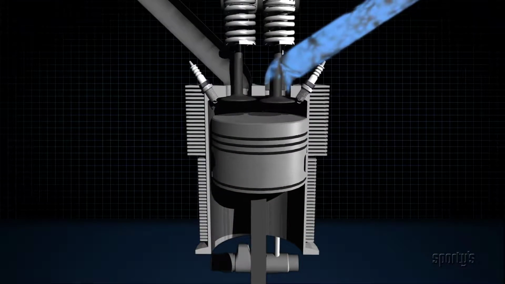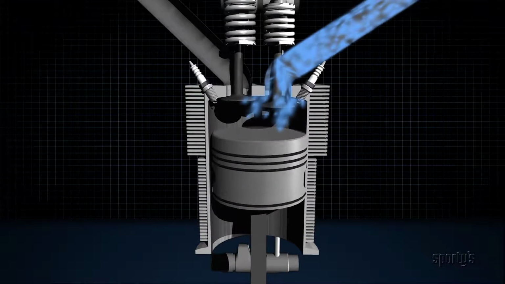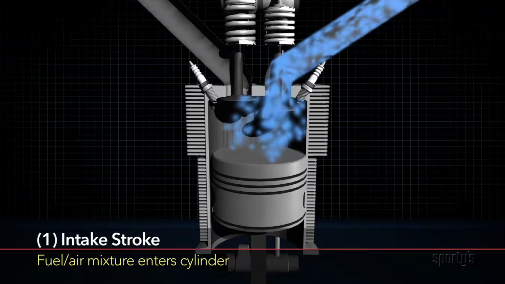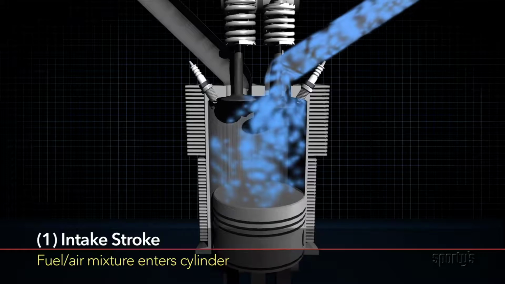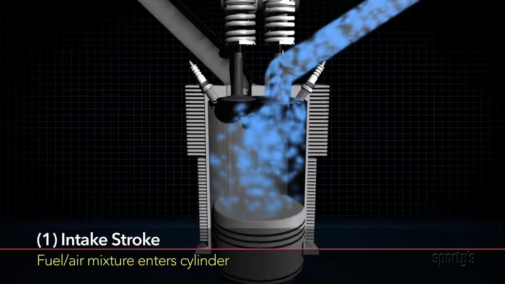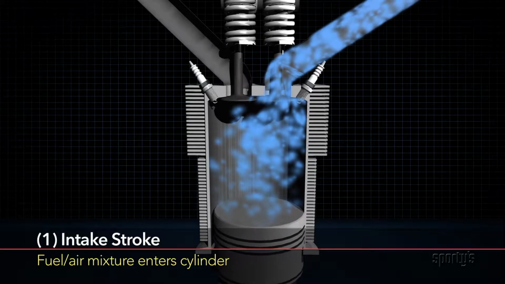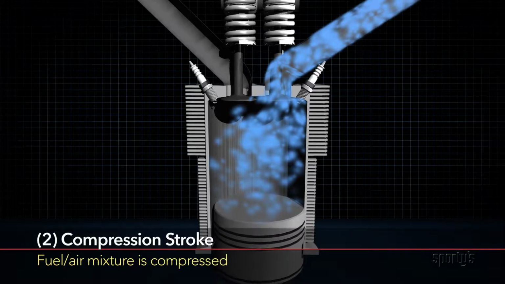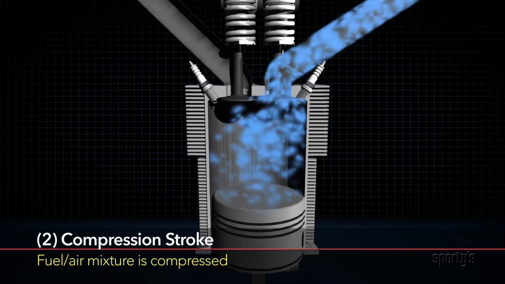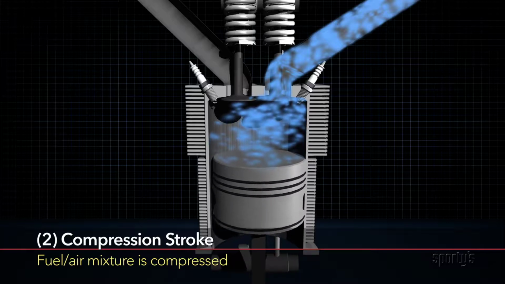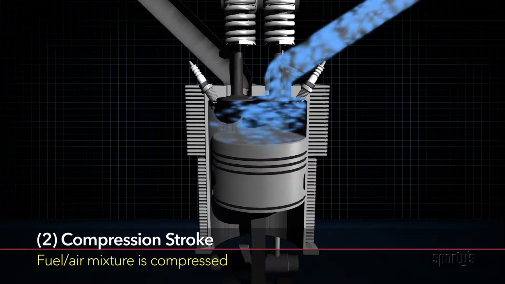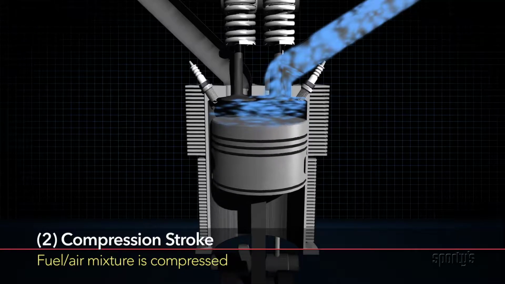Let's take a look at the cycle of a typical four-stroke engine. The process starts with the intake or induction stroke, where the piston is moving in toward the crankshaft. The intake valve must be opened to allow the fuel-air mixture to flow into the cylinder. As the piston starts moving out, away from the crankshaft, both valves are closed and the fuel-air mixture is compressed in the cylinder. This stroke is called the compression stroke.